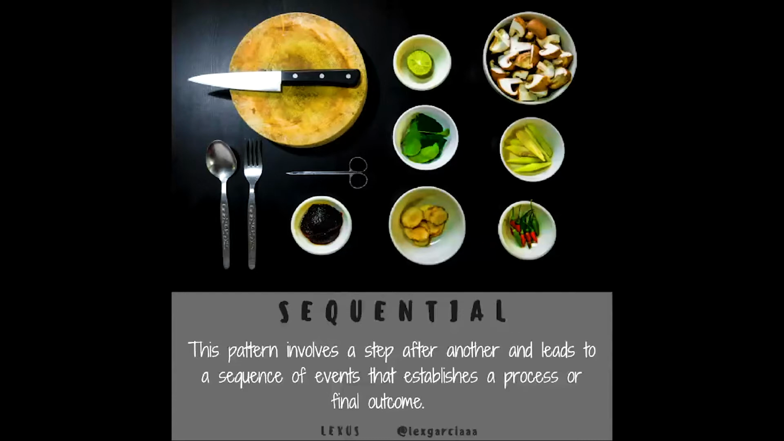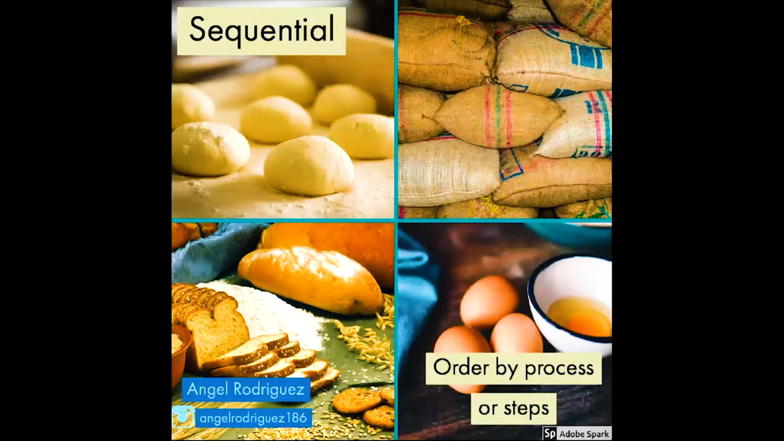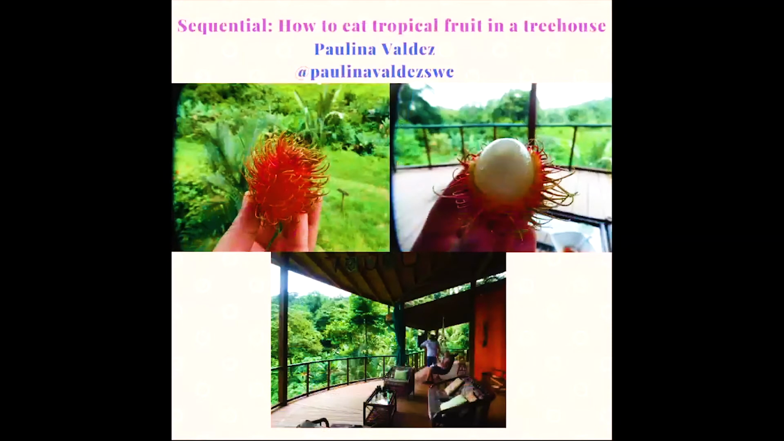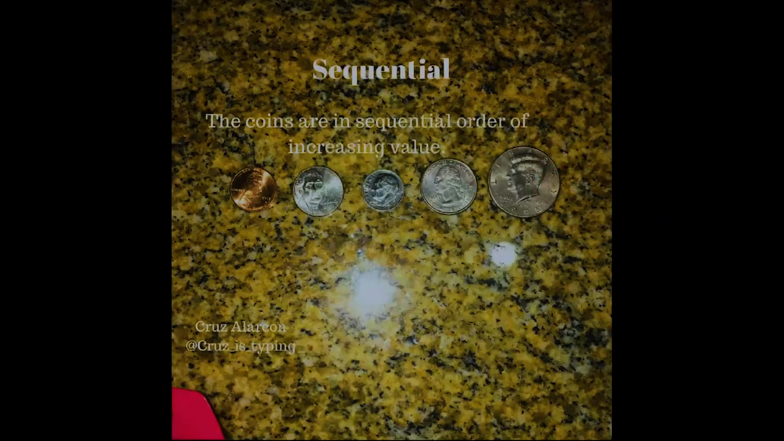So in this picture, I love this one because I'm a foodie, and two, I like to think of myself as being a master chef. But you can see that everything is laid out so nicely and that there will be an order to how things will be done in this particular kitchen. Recipes lend themselves really nicely to sequential order. When you think about how to make bread and the steps to making bread, you can easily order the process by steps. Again, Paulina coming back with these wonderful travel pictures in the sequential order, how to eat tropical fruit in a treehouse. Sequential order also can be thought about in terms of value and worth.